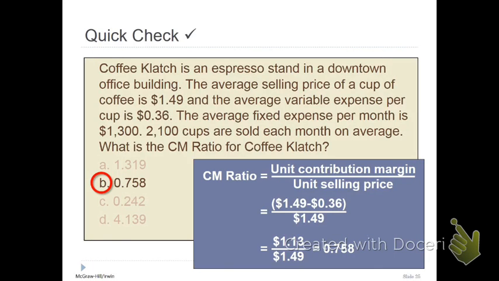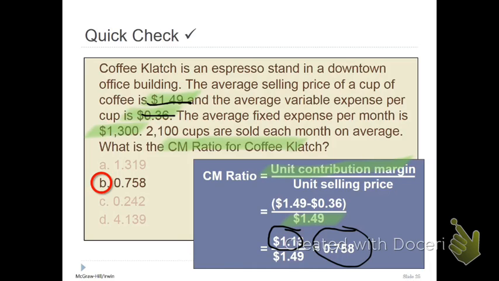Now notice we can do a number of different things with this, and this is just one of those multiple choice questions. Average selling price is $1.49. Average variable expenses is 36 cents. Average fixed expense is $1,300. The question asks you, what's the contribution margin? In order to figure out the contribution margin ratio, I have to take the contribution margin, which is $1.49 minus 36 cents, or $1.13, and divide it by the selling price of $1.49. So my contribution margin ratio is 0.758.